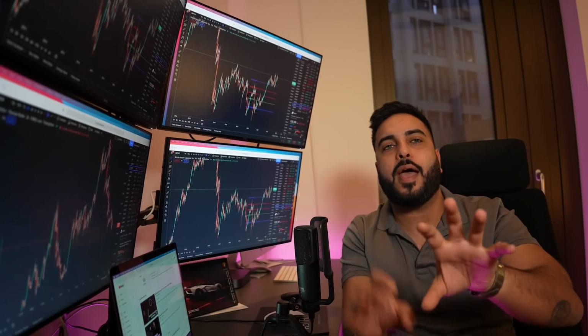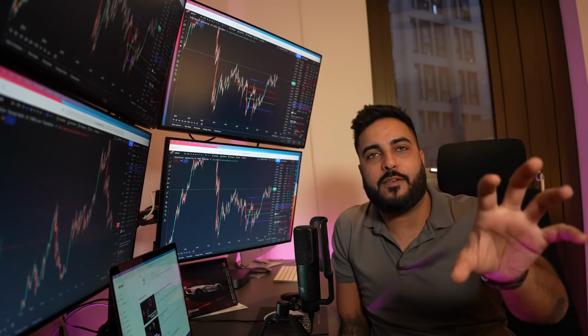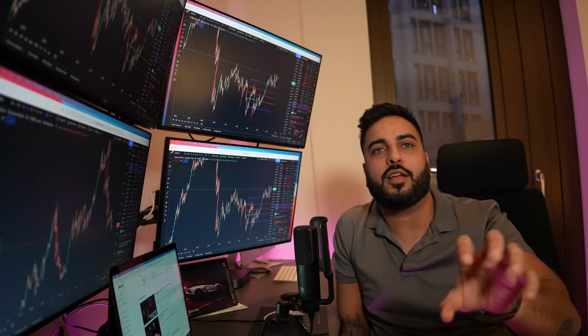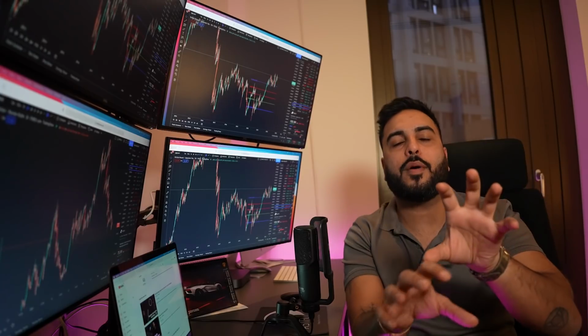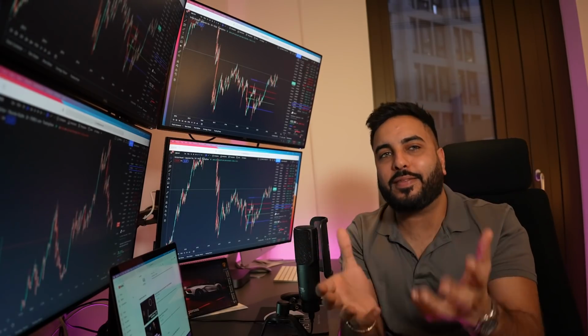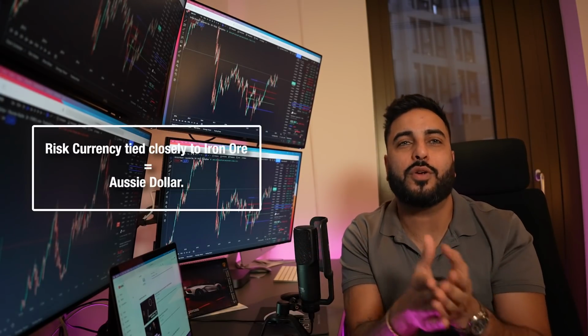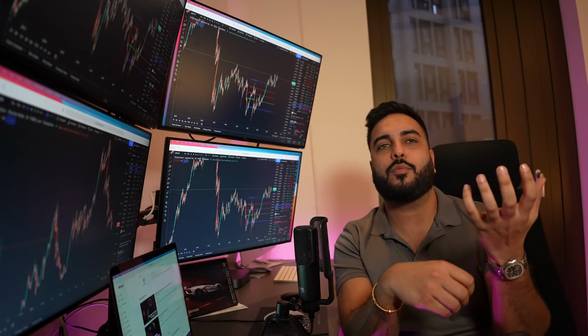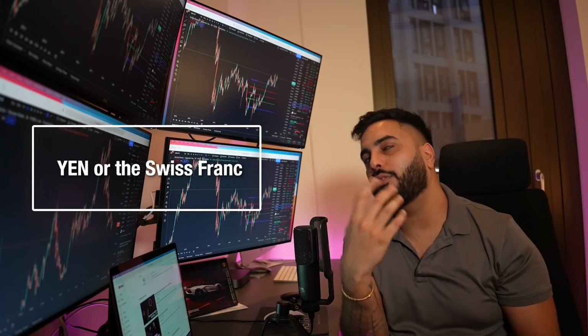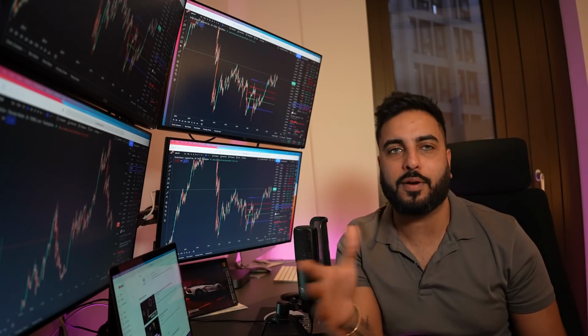So now, guys, we're going to pair the two up. Some of the best FX risk pairs are those in which you take the currency associated with commodities, and then you pair it with a funder. Now let's break this down for you. Risk currency one is closely tied to iron ore, which is Aussie dollar. On the other hand, we're going to choose the yen. And you can also choose the Swiss Franc, but for this example, let's choose the yen.